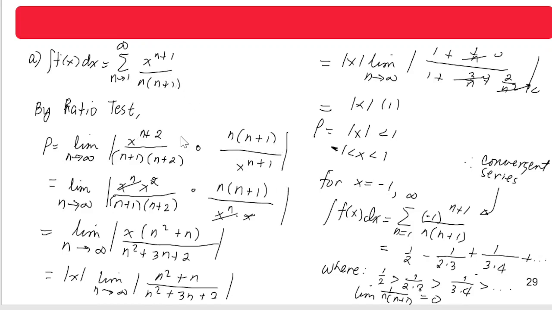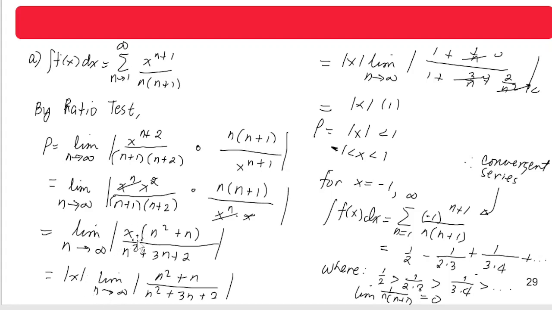But x raised to n plus 2 can be written as x to the n times x squared. Similarly, x raised to n plus 1 can be written as x raised to n times x. So, you can cancel out x raised to n and x. So, we have x times n is n squared plus n times 1 is n, all over the product of the denominator, which is n squared plus 3n plus 2. And then we can write this as the absolute value of x times the limit of n squared plus n all over n squared plus 3n plus 2 as n approaches infinity.